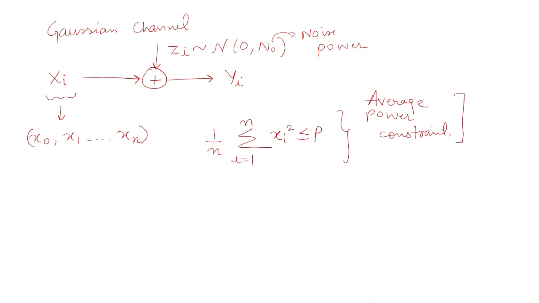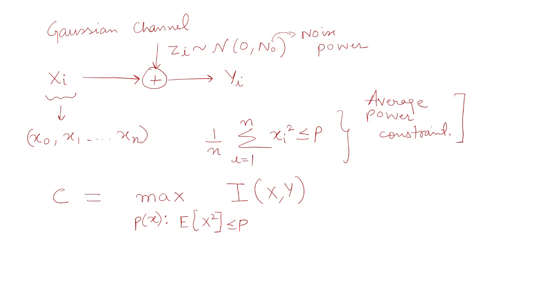And now we want to find out the capacity of this Gaussian channel. We know capacity is the maximization of mutual information over all possible distributions of source. So we can write capacity as we maximize the mutual information over all possible distributions of X subject to power constraint.